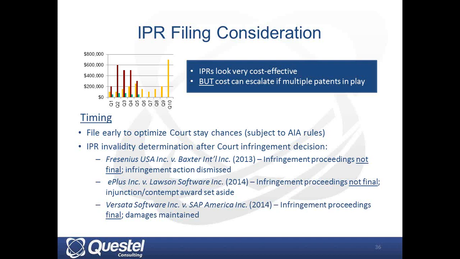We have seen IPRs being successful even if instituted quite late in the infringement proceedings. So in the Fresenius case, infringement proceedings were not final. The patent was held after IPR to be invalid, and so the infringement action was dismissed. In the ePlus case, again, infringement proceedings were held not to be final, and so an injunction and a contempt award was set aside. And in the Versata software case, a slightly different situation. Infringement proceedings were held to be final, despite the fact that the IPR decision was that the patent was invalid, and in that case damages were maintained. So you can get your IPR decision too late, and unfortunately, if that's the case and the infringement proceedings are held to be final, then whatever remedy was made available during those court proceedings will be upheld.